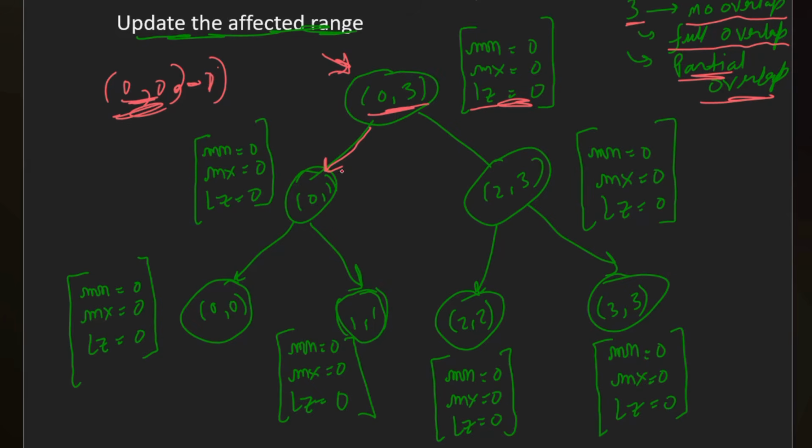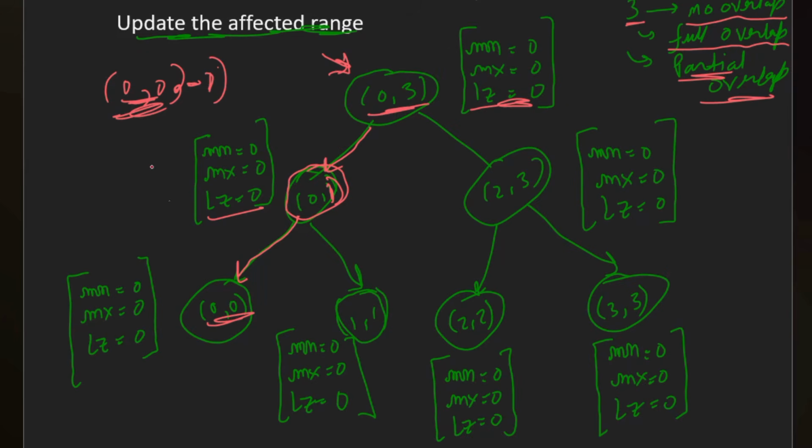So we are present at this node. This node is handling from 0 to 1. So again see, it is again partial overlap. So again this node will push its lazy value to its children and call its left child. So it calls its left child 0 comma 0.